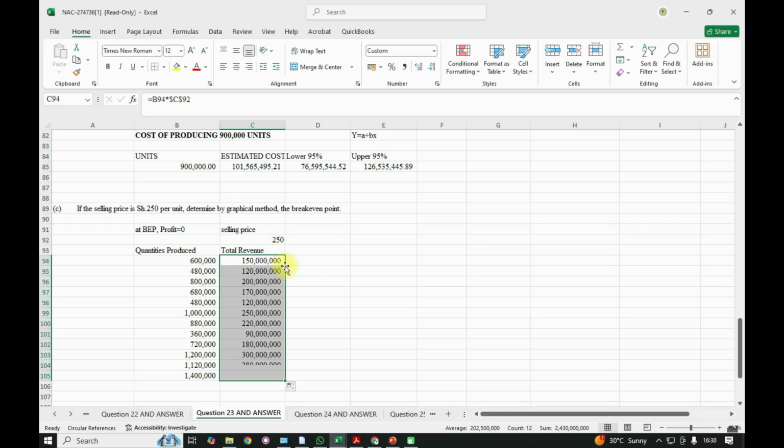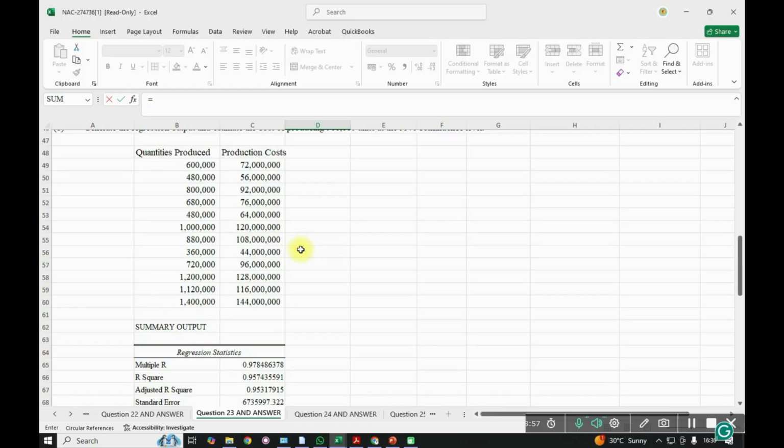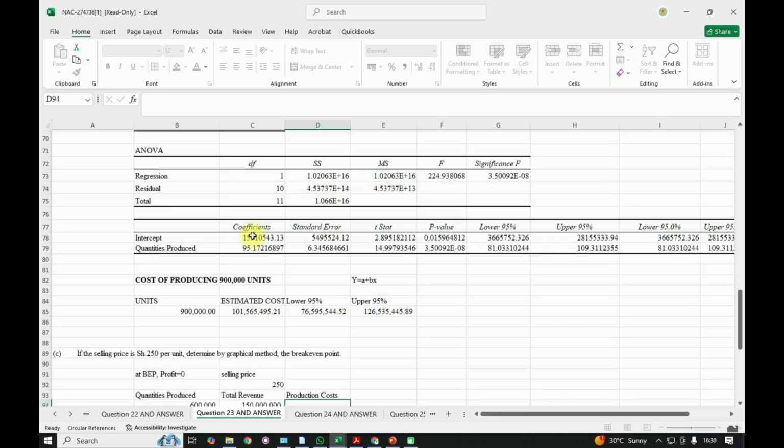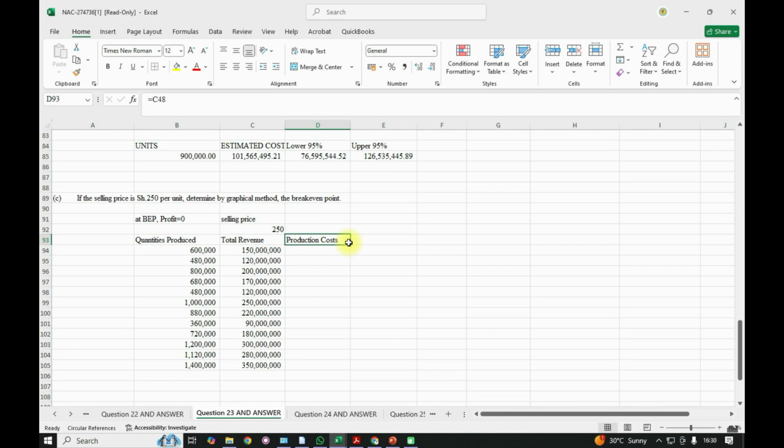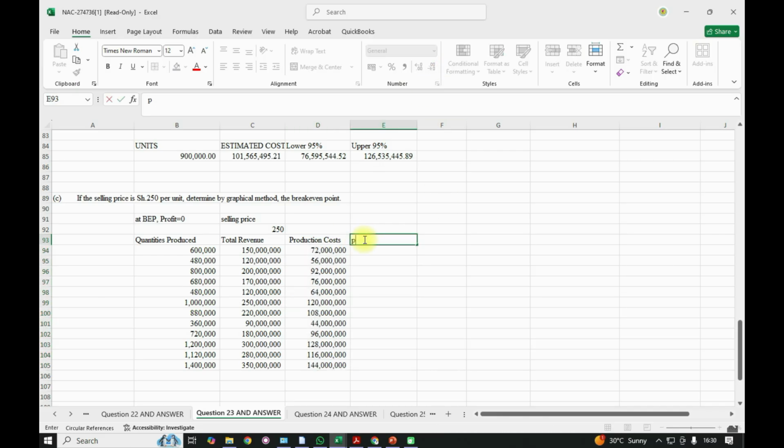So that will be our total revenue, and already we have the total costs, or the production cost here. Remember, production cost is both fixed and variable, so it is the total. It's a mixture of both fixed and variable cost. So you just need to get the profit under this level.